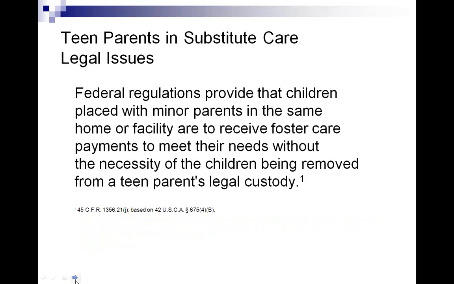Legislative-wise, the federal statute and regulations indicate that if a child is born to a teen parent in care, you can increase the foster care payments without the child being taken into custody. That seems to be an area of confusion in conversations I've had. Note that this language is a must-include support. It's not discretionary, it's a must, not a may.